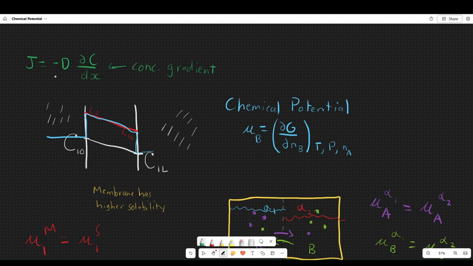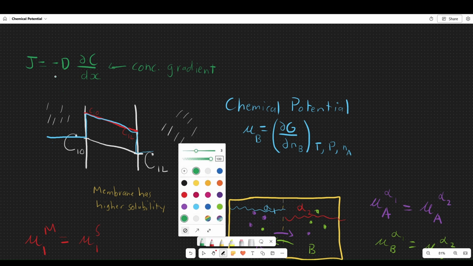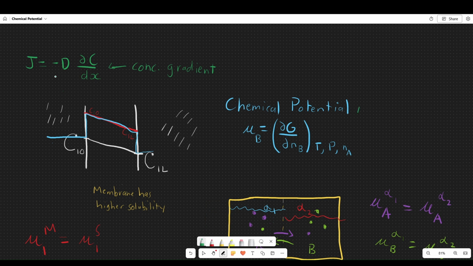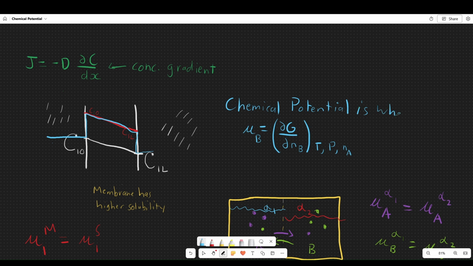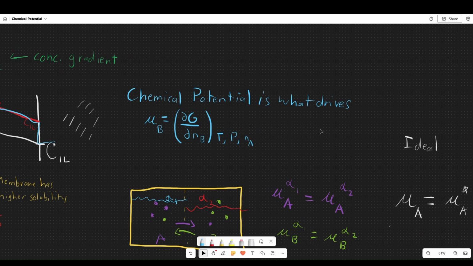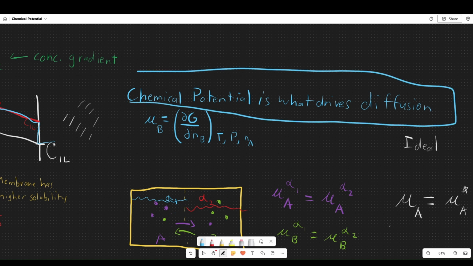So it's important to note the takeaway from this is that chemical potential is what drives diffusion. This is the main point.